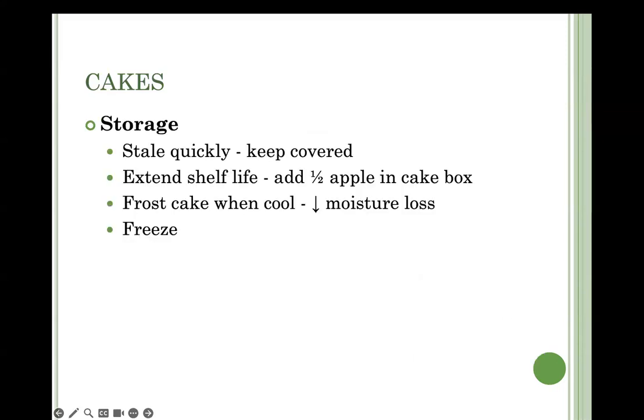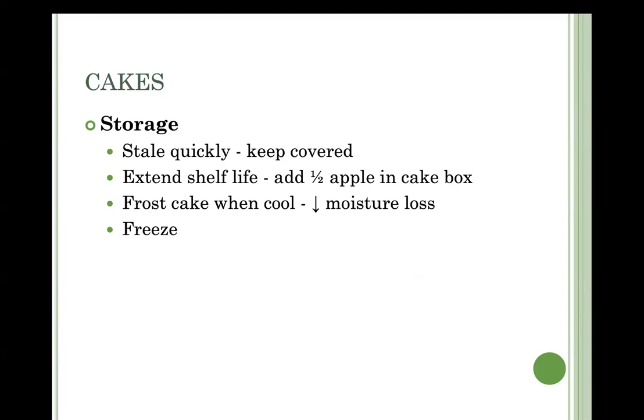When you're storing your cakes, they do tend to stale very quickly, so you want to keep them covered. Remember, staling just means it's losing liquid. To extend the shelf life, we're going to use the same concept as your crisper drawer in the refrigerator. You're going to stick an apple that's cut in half into the cake box, and you're going to close the cake box. Remember, water likes to find equilibrium.